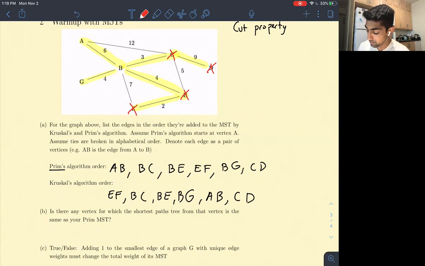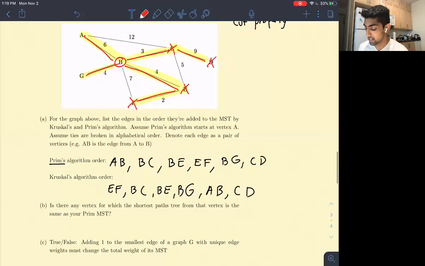And then B, let's look at B. So B to A, B to C, B to G, B to E, E to F, then we see C to D. Okay, so we see that the shortest path tree from B is the same as the MST. So we can add B.